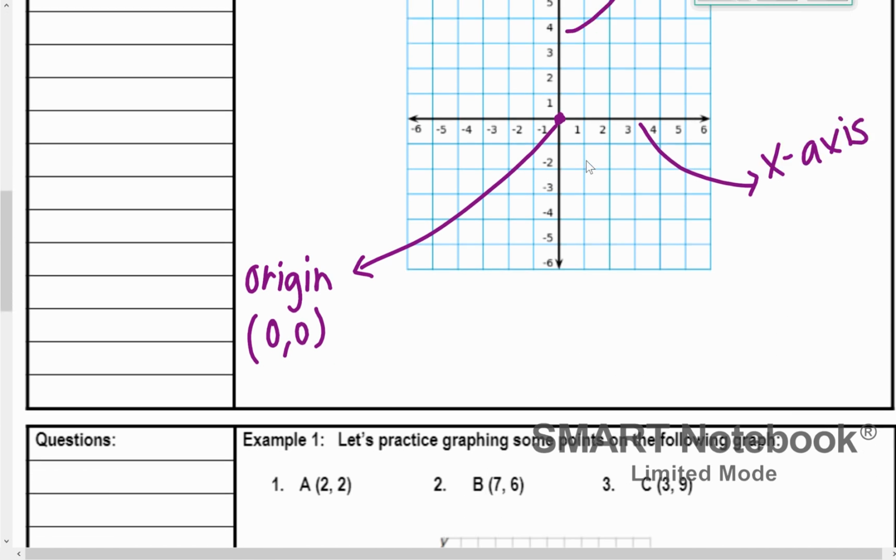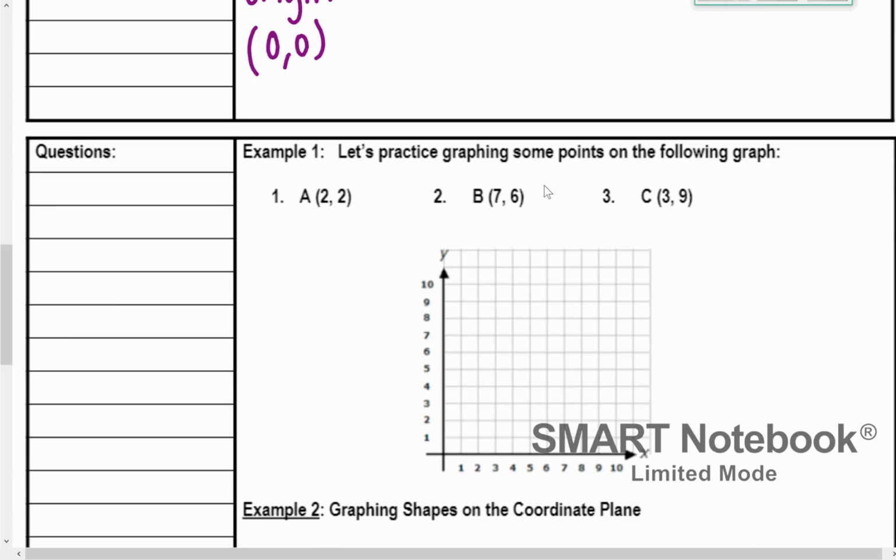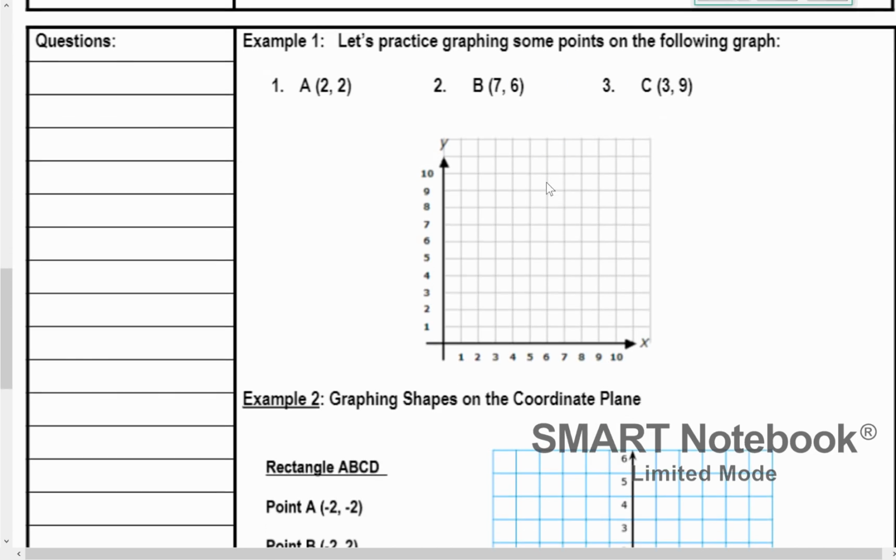All right, so let's give you some practice on plotting some ordered pairs. All right, I want you to watch me plot the first one, and then I want you to pause the video and try the next two on your own, and then check your answers with the video. So for now, let's just watch.